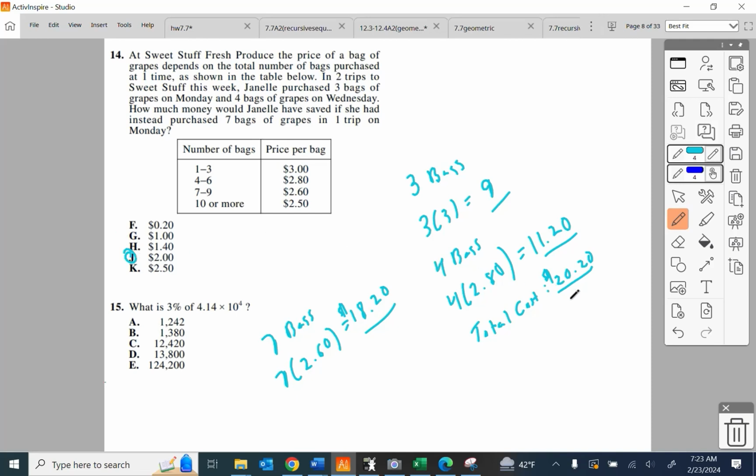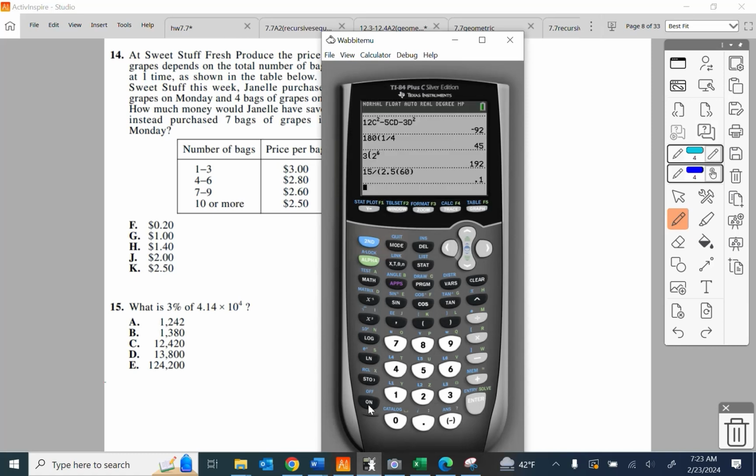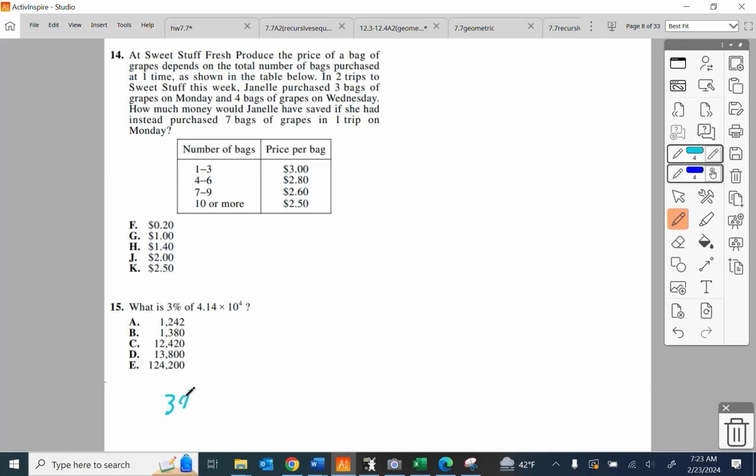Part of me on number 15 would love to teach you how I remember being taught with numbers, but why? You have a calculator. The big thing is that 3% is 0.03 as a decimal.